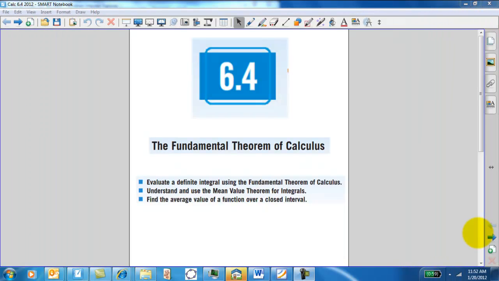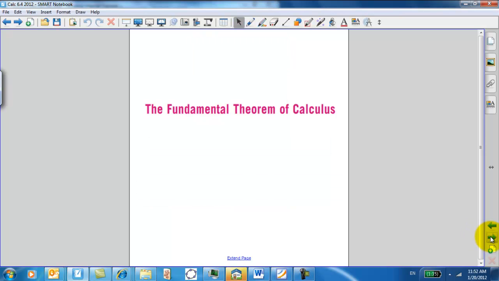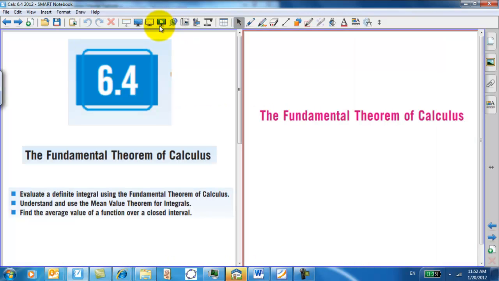Hello calculus students, here we are with the fundamental theorem of calculus, where we're going to evaluate definite integrals using this fundamental theorem, and use the mean value theorem for integrals, and also find the average value of a function over a closed interval. We will not be doing the second fundamental theorem of calculus, which comes up later in the chapter. So here we go, the fundamental theorem of calculus.